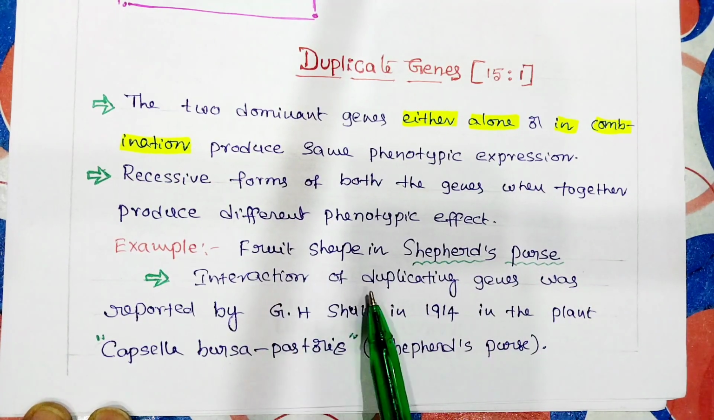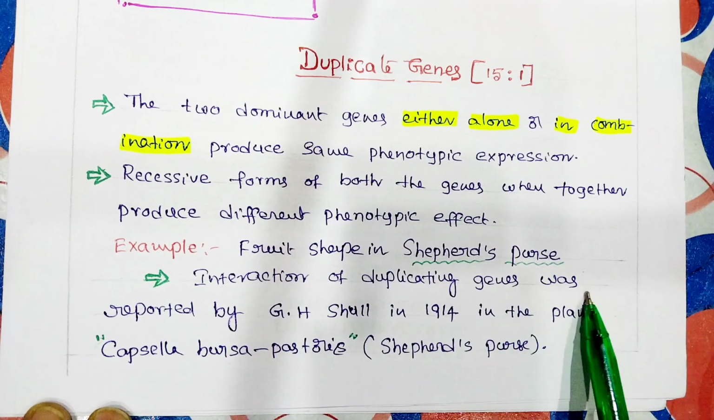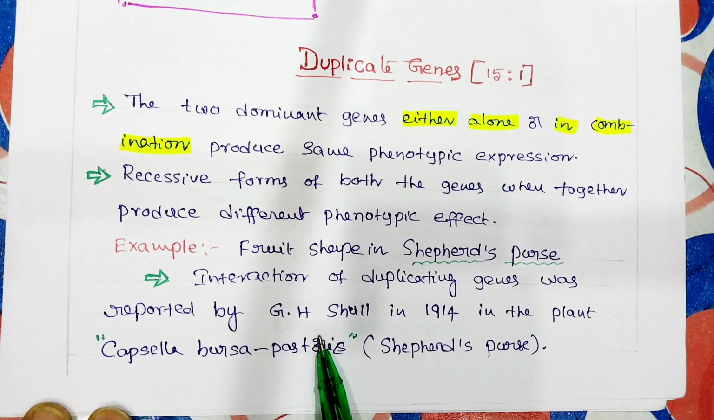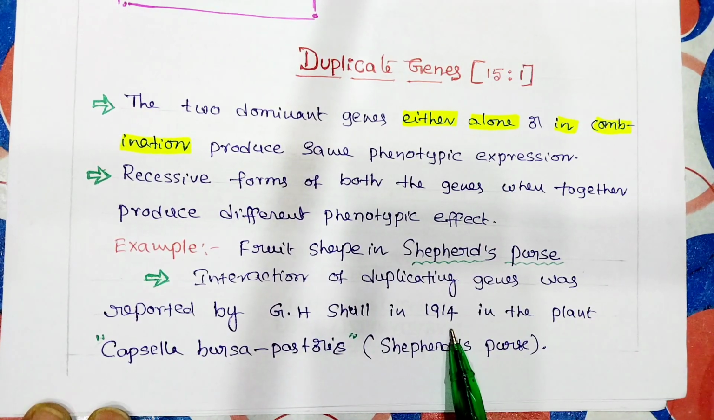The interaction of duplicate genes was reported by G.H. Shull in the year 1914 in the plant Capsella bursa-pastoris. The common name of this plant is shepherd's purse. So the interaction of duplicate genes was reported by G.H. Shull in 1914 in shepherd's purse. Let's see the cross.